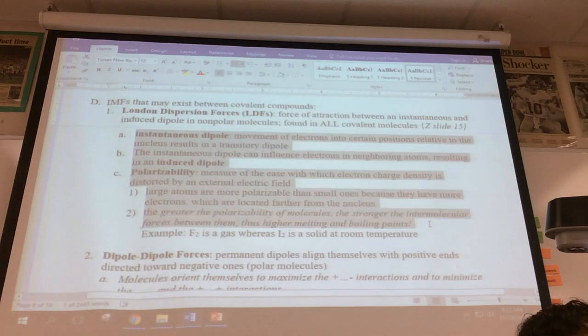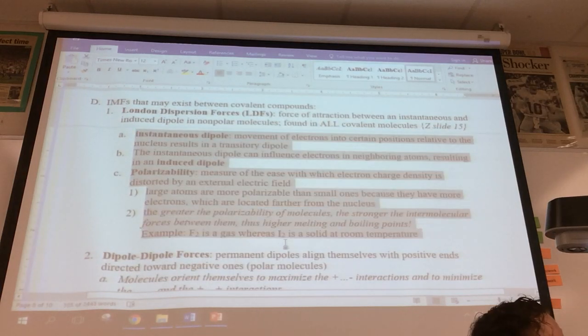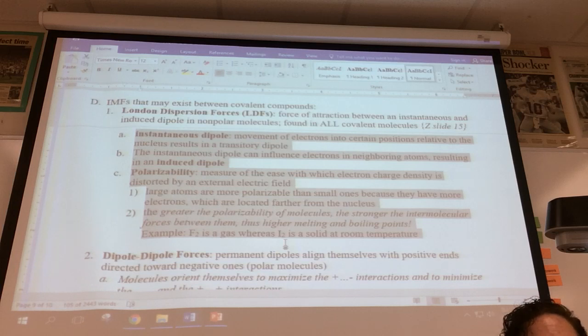There's a lot with LDFs. I'm not going to go into it. I think it's too advanced for you. The only type of IMF in a nonpolar covalent molecule is an LDF. So when you're asked about forces of attraction, what type of IMF there is, determine if the molecule is nonpolar or polar. And if it's nonpolar, the only type of IMF it has is LDFs.